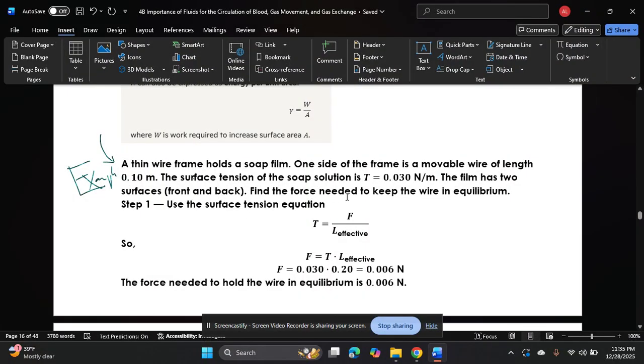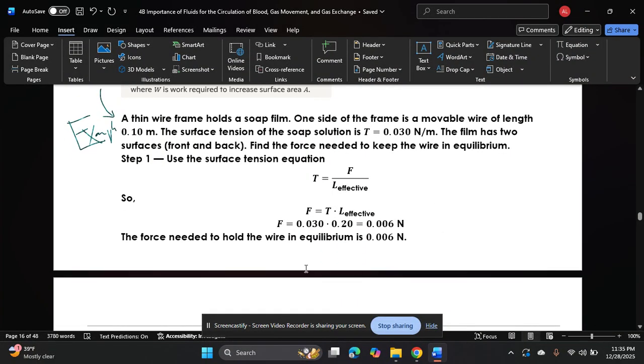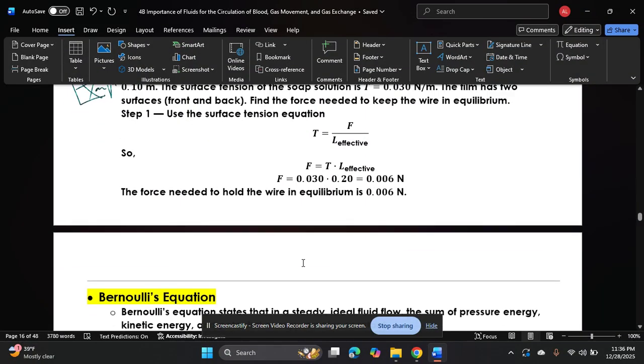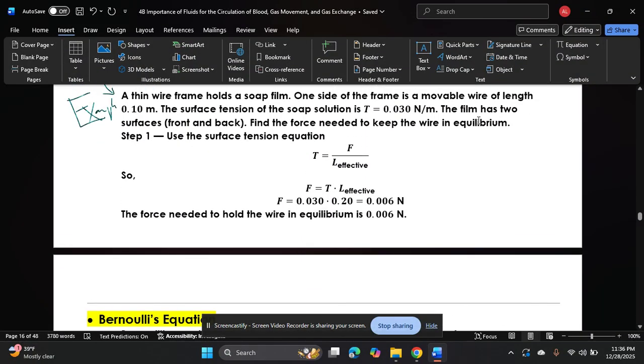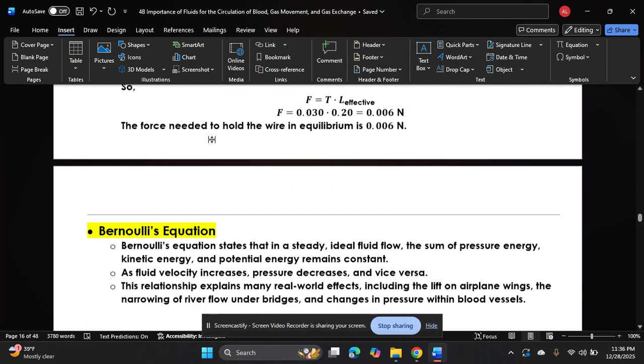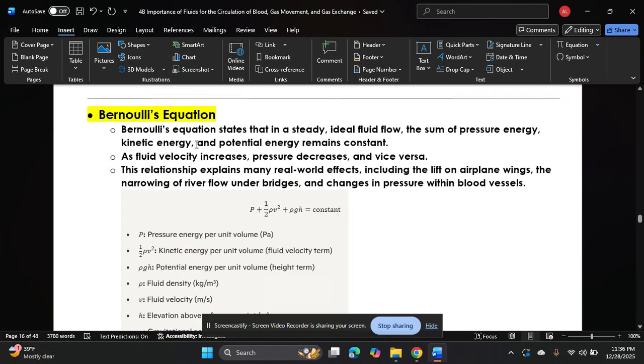Use the surface tension equation, right? So T equals F by L effective. So 0.030 Newton per meter into 0.20 equals 0.006 Newton, right? The force we need to hold the wire in equilibrium is 0.006 Newton, all right? Okay. So the reason why they said two and not just one is because the film has two surfaces, front and back, right?